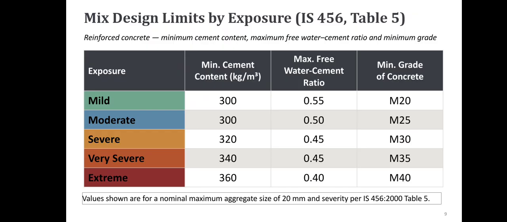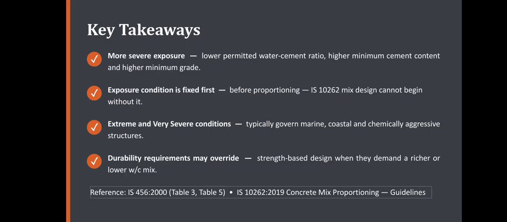Moderate exposure requires M25 concrete with a maximum water cement ratio of 0.5. Severe exposure requires M30 grade concrete and a maximum water cement ratio of 0.45. Very severe exposure requires M35 grade concrete. Extreme exposure requires M40 grade concrete with a maximum water cement ratio of 0.4 and a minimum cement content of 360 kg per cubic meter. These limits are specified to ensure that concrete remains durable throughout its lifetime, even under harsh environmental conditions.